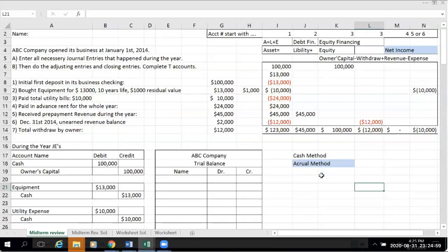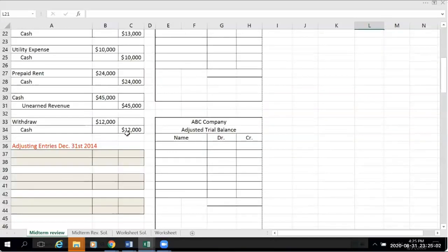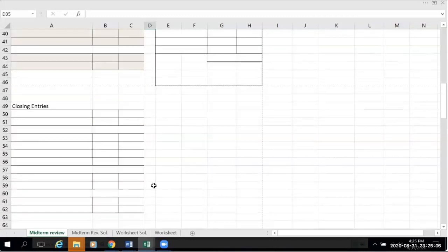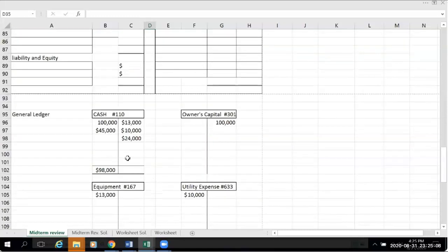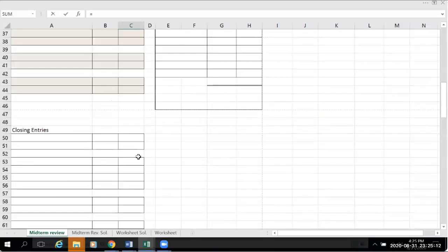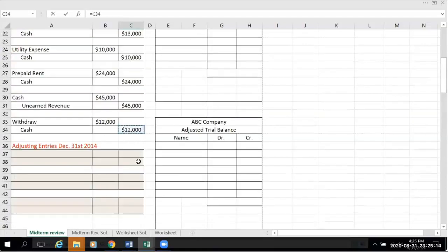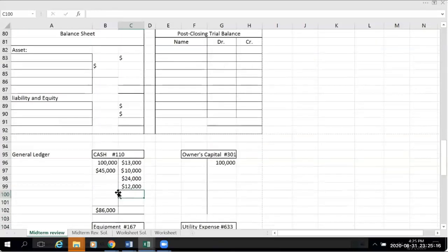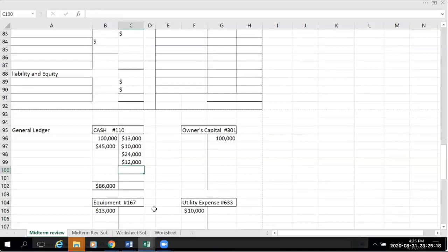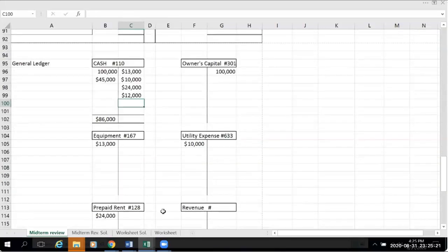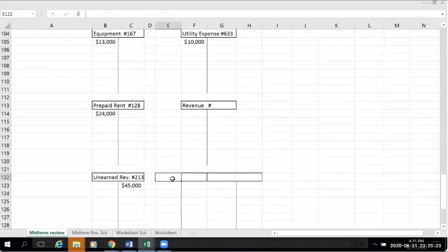I'm doing accrual method anyway, and I'm gonna click save in here and post it to the T account. So let's post it. So here is cash equals to, go up, click that box, enter. So I have $86,000 cash at the end. And I need something that says withdraw. So here is withdraw.